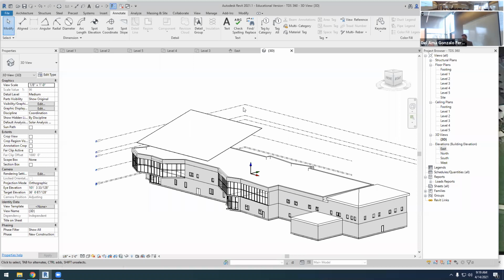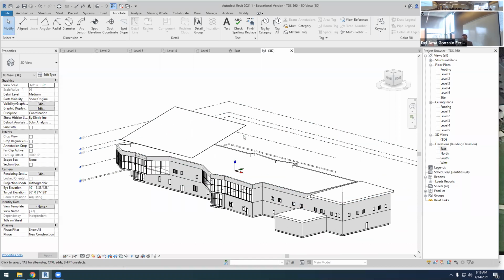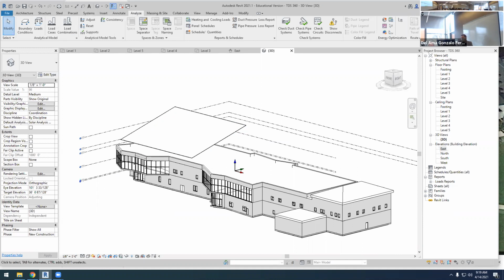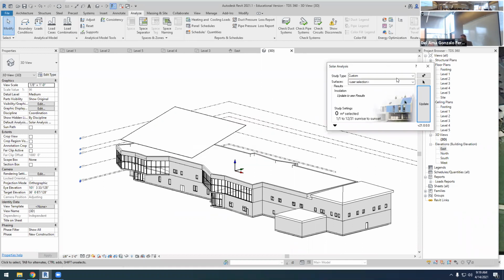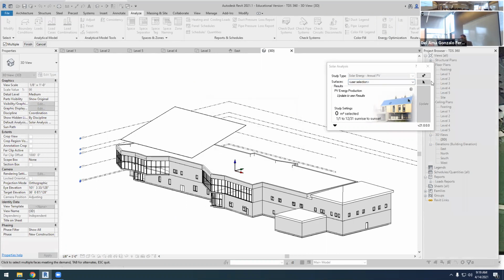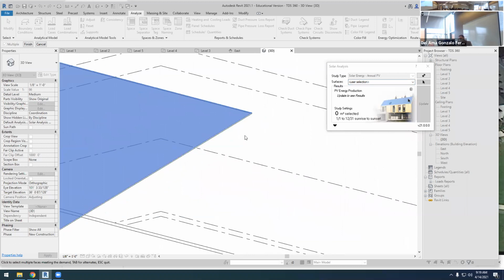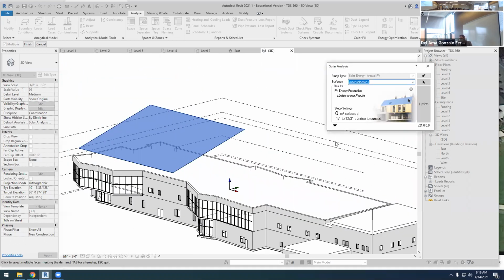And how can we do this? Well, now I'm going to do this with the PV watts. Okay, so I'm going to analyze the PV potential. And we can do this with Revit. We know how to do it. Now we have to go to analyze solar. We can select solar energy annual PV, cast user selection. So I want to select this. Yep. And then here, finish.